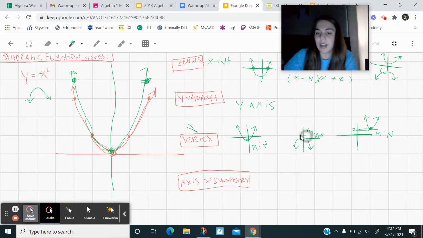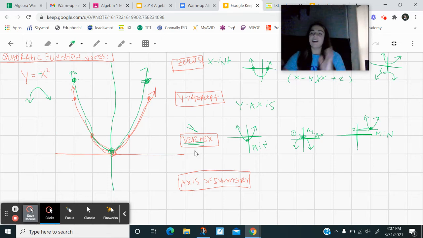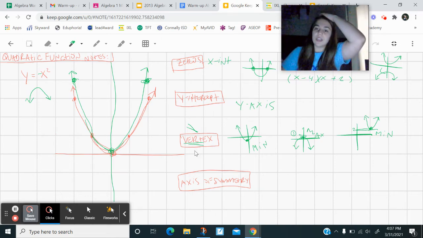If this value right here was, let's say, 1, then 1 is the maximum value of the graph. Okay, so you have minimums and maximums. We have already started to find vertices through the actual formula called vertex form, which we started working with yesterday.